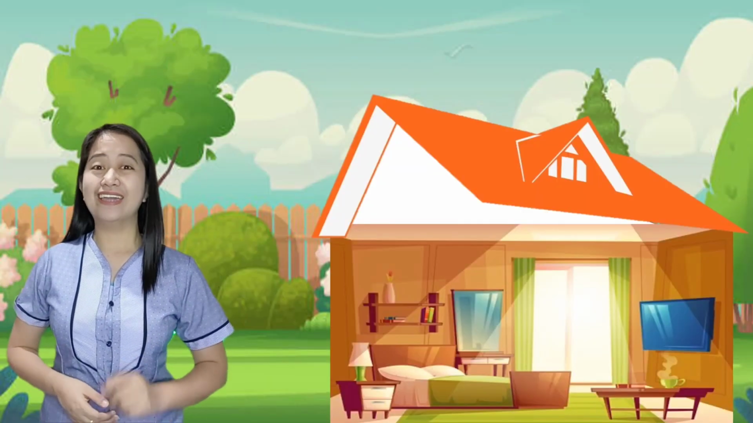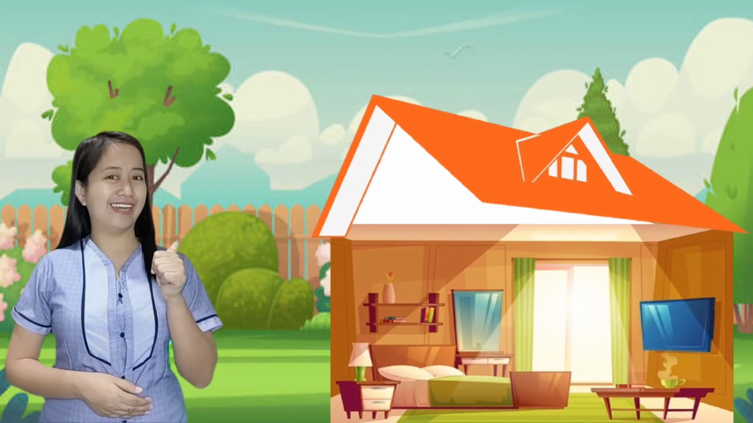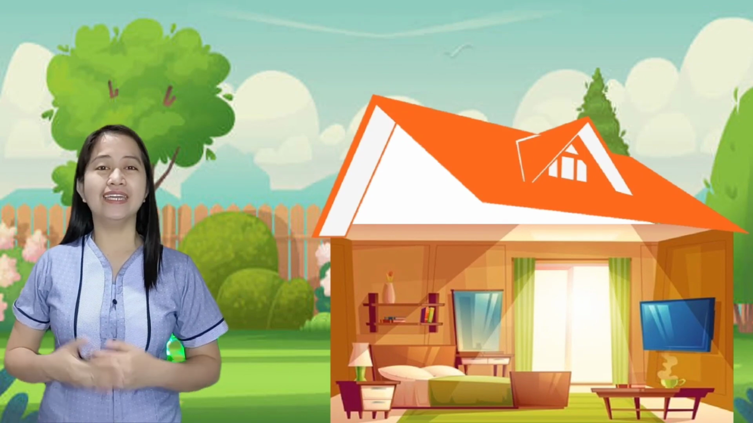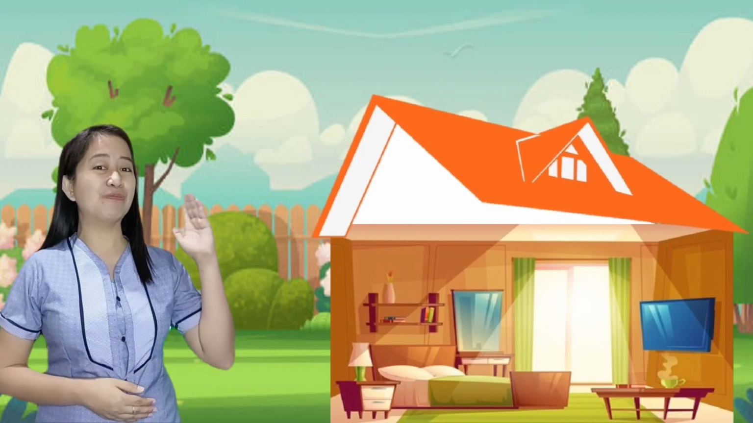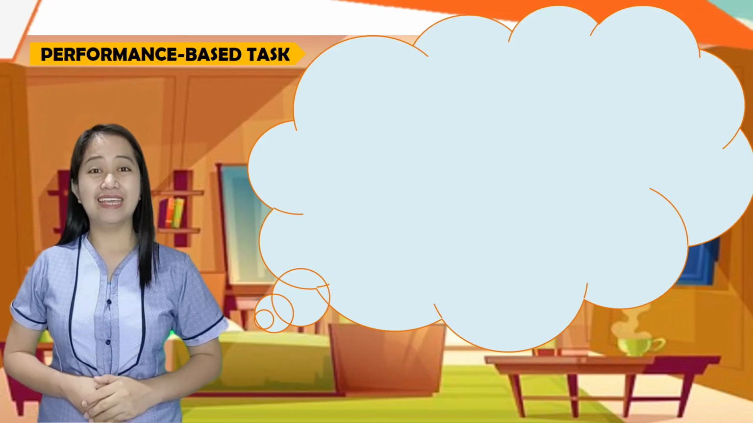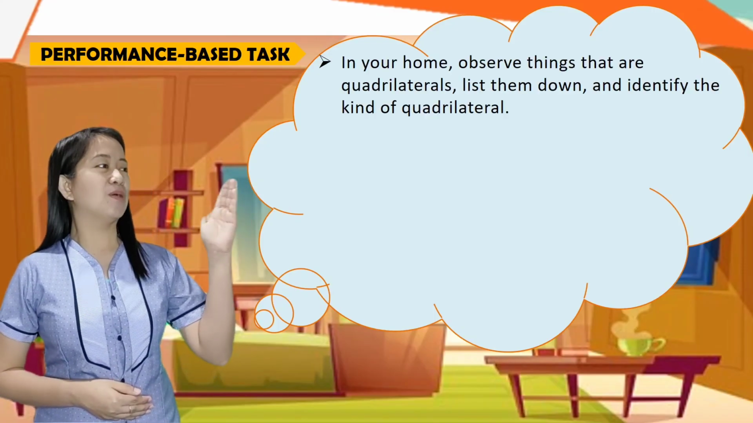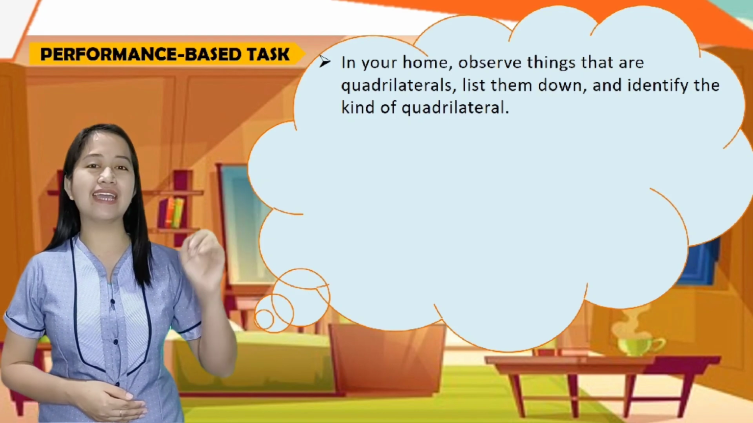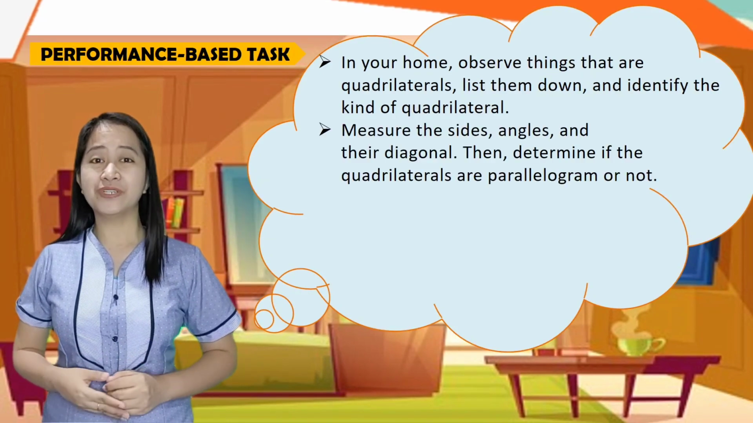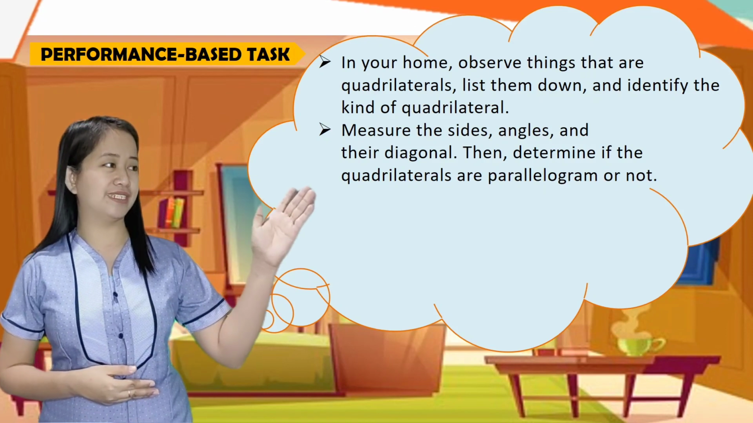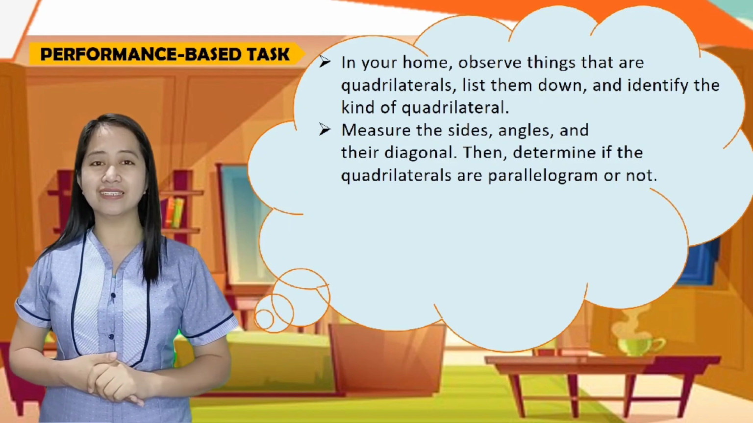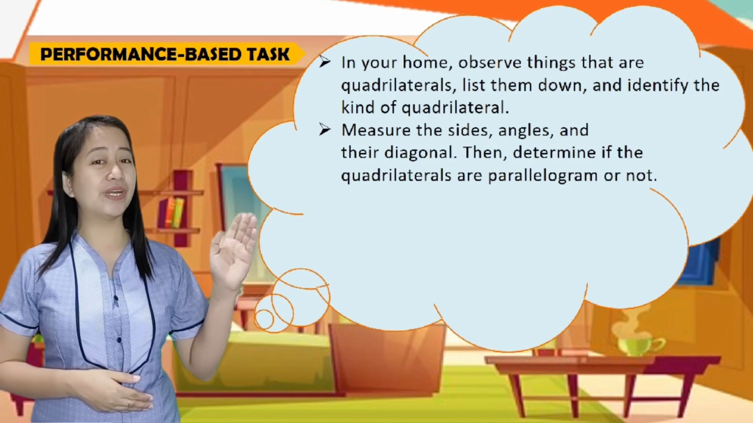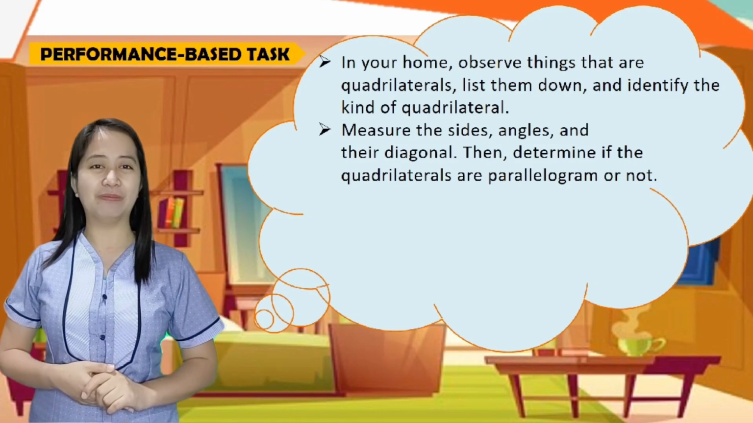We're almost there. And to tell you honestly, you are really doing great. At this stage, let us apply what we have learned in our real-life situation. So this will be your performance-based tasks. These are your tasks. In your home, observe things that are quadrilaterals. You have to list them down and identify the kind of quadrilaterals. After that, you have to measure the length of their sides, the angles, and their diagonals using the different measuring devices. It could be a ruler, a protractor, or a tape measure, or any measuring devices available at your home.